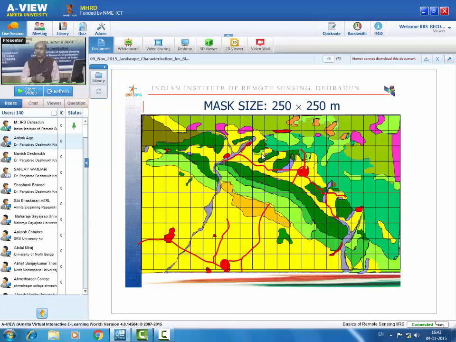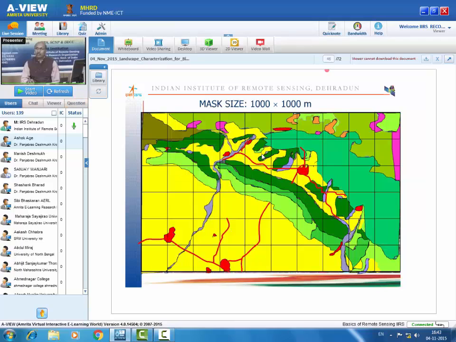This has to be optimized because the criteria depend on the area. If you are working in Northeast India, it could be different. Central India, it could be different. Western Himalayas, it could be different. So normally we start with 250 meter by 250, and we can keep on increasing the grid size. Let us say it can be 500, then 750, then 1000 meter by 1000 meter, and count the number of patches which are found there.